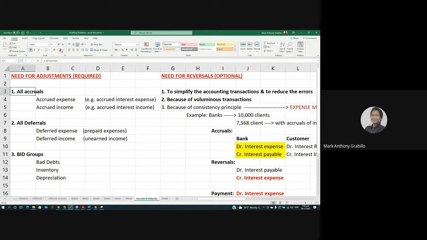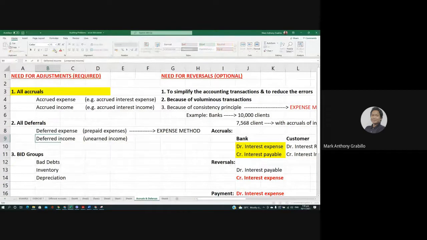That's correct. So tama si Jinmi. Kapag nag-reverse ka ng entry, ang pwede mo lang i-reverse is all accruals. So lahat ng accruals pwedeng i-reverse. Deferrals, magre-reverse ka lang kapag ang ginamit mong method ay expense method, so for deferred expense. And then kapag sa deferred income or unearned income, ang ginamit mong method ay income method. Yung ibang groups, no need for reversing entries. Ayan po. Alright, so tama po siya.